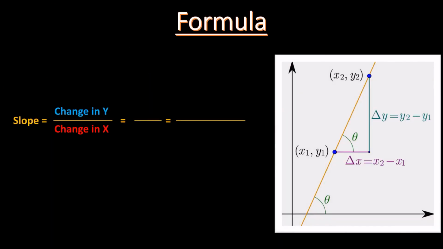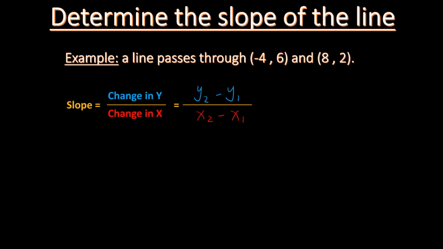How do we find slope using the formula? The slope formula is change in y over change in x. And we can represent the change in y as delta y, and the change in x we can rewrite as delta x. And how can we find the delta y? It is the difference y2 minus y1. Similarly, we can find the difference in x as x2 minus x1.